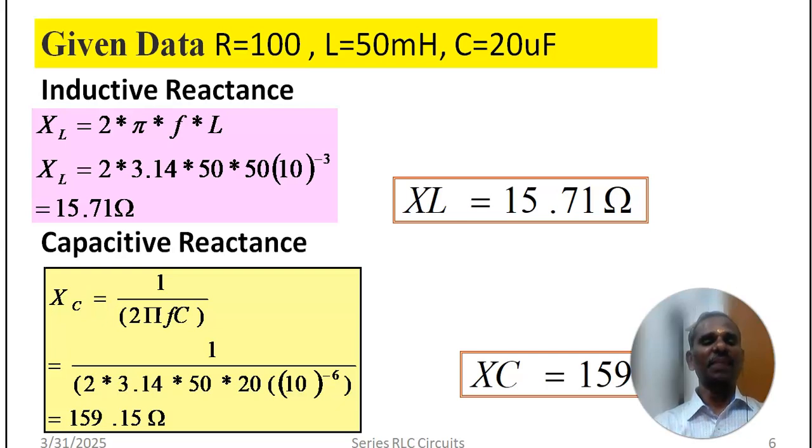Then we need to find the capacitive reactance. XC is equal to 1 divided by 2 pi F into C. We know that F is equal to 50 Hz and C is equal to 20 microfarad. If we substitute these values, it's 1 divided by 2 into 3.14 into 50 into 20 into 10 power minus 6. So XC is equal to 159.15 ohms. Which is being given on the right side: XL is equal to 15.71 and XC is equal to 159.15 ohms.